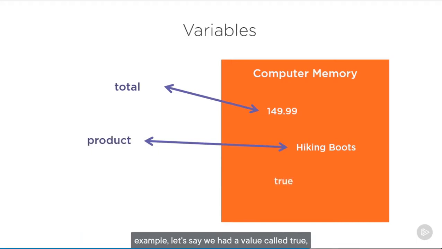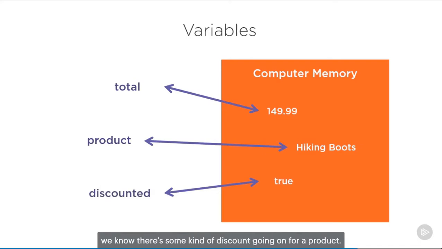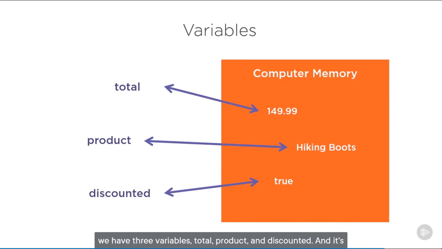And one more example, let's say we had a value called true, and we have no idea what that refers to. We know it has a memory location, but if we give it a good variable name, we'll know exactly what true means. Here the variable name is discounted. So if the value of discounted is true, we know there's some kind of discount going on for a product. If the value is false, there would not be a discount. So in this example, we have three variables: total, product, and discounted. And it's up to us to come up with the variable names.